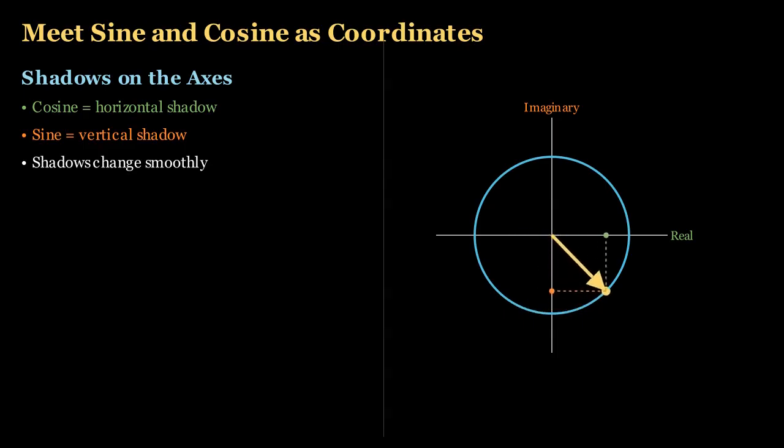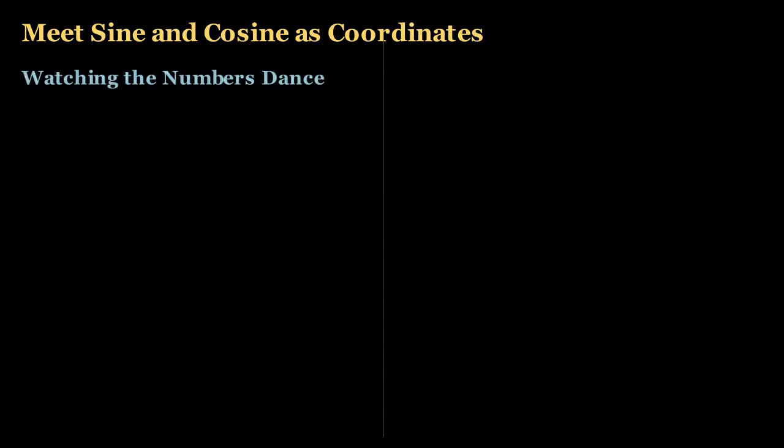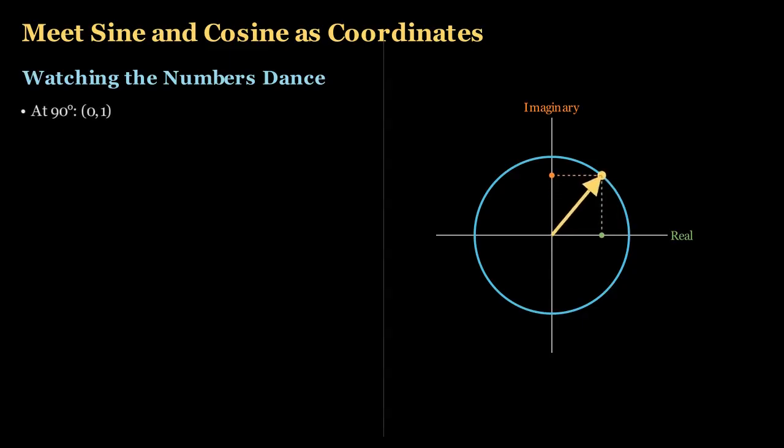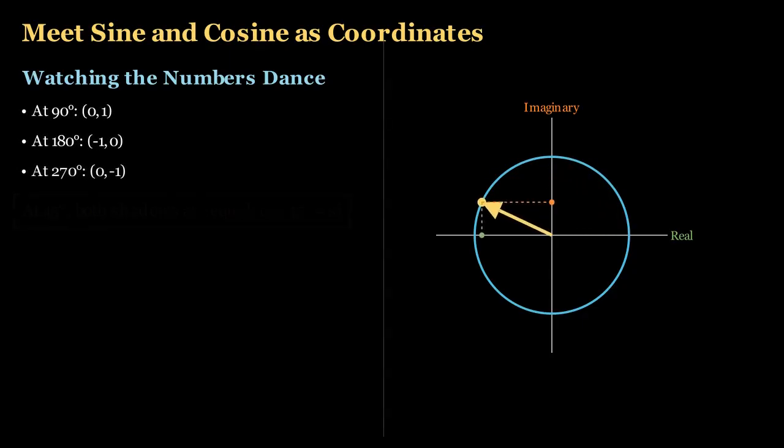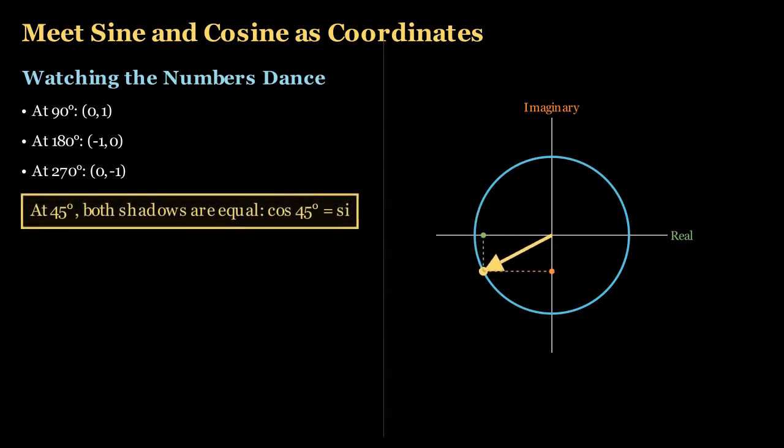As the point glides, the shadows stretch and shrink. Watch the point travel. At the top, cosine vanishes to 0 while sine peaks at 1. Halfway around, cosine hits -1. The values flow between -1 and 1, never breaking.